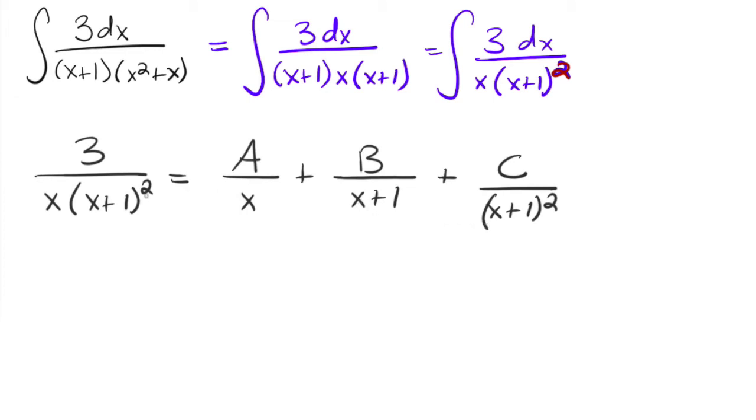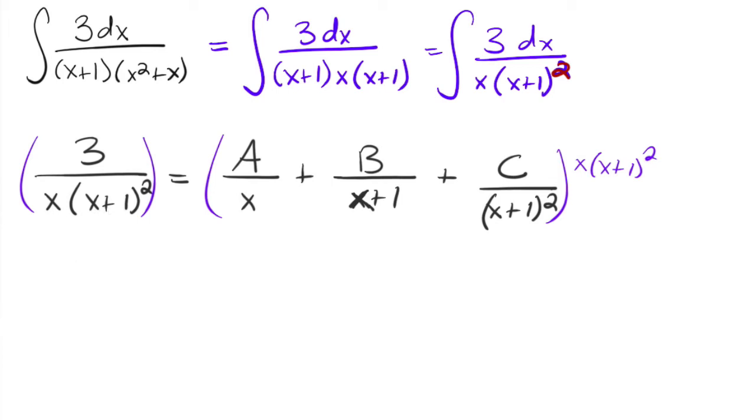Okay, so this is the form. Whenever you have a repeated factor, then you have to break it up in this form. For example, if this was x plus 1 cubed, you would have x plus 1, and then a fraction with an x plus 1 squared, and then a fraction with x plus 1 cubed. Okay, so then the next step is to get rid of the denominators by multiplying everything by x times x plus 1 squared.